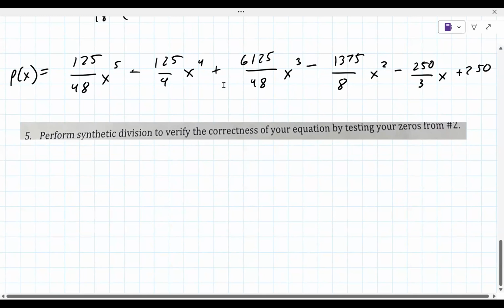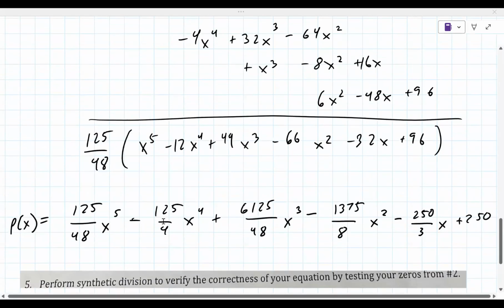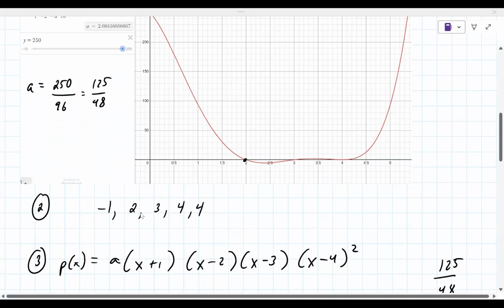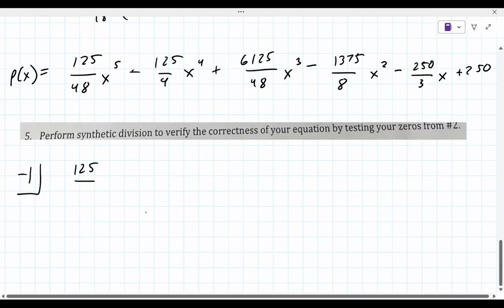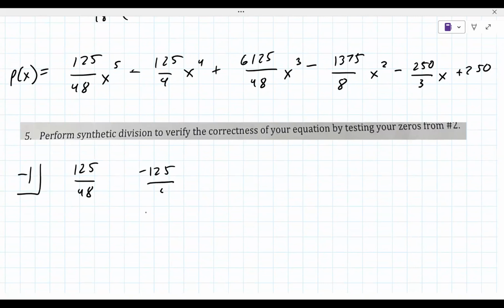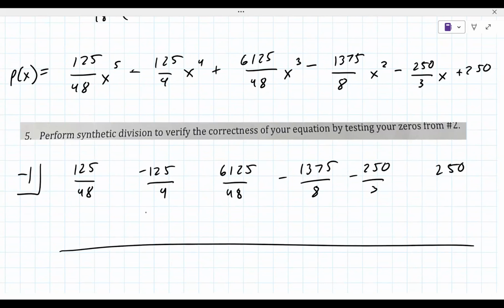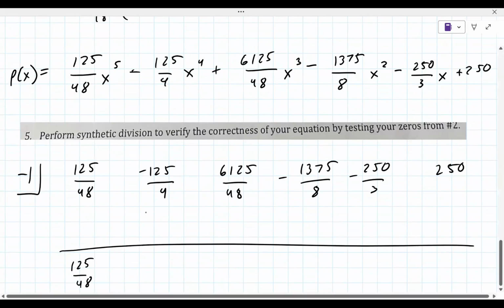How can you use synthetic division for those? So the way to do it, if you go back and look at our zeros, you put the zero in the box. So in this case, you put like -1 in the box. You write the coefficients. So you bring this one down, then you multiply by -1. So you get minus 125 over 48, and then you have to add these together.